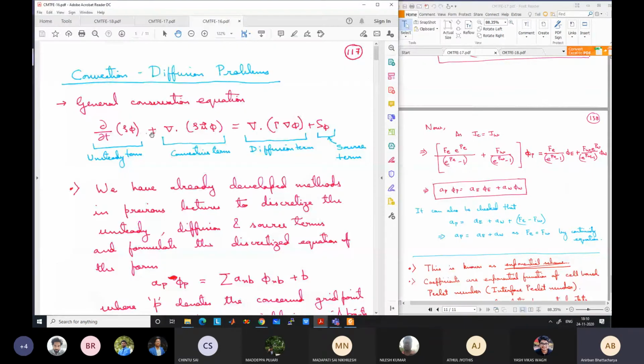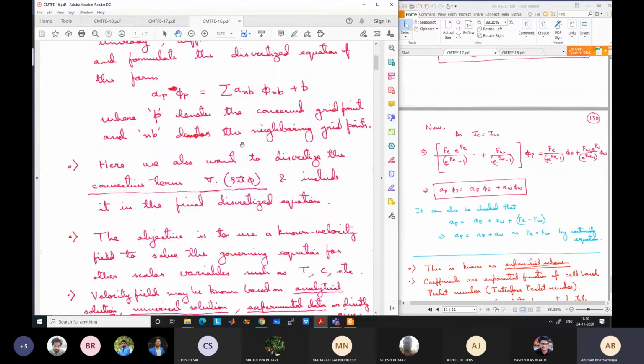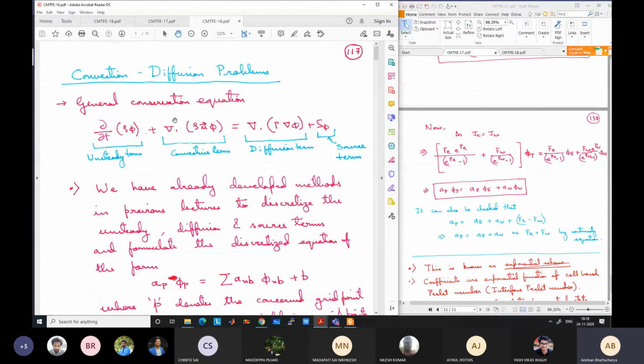So we have started with the general convection diffusion equation, which can be written in this form, having four terms, which you are already very familiar with. All the governing equations can be structured in these four terms: unsteady term, convection term, diffusion term, and anything else which does not fit into the first three terms can be put as a source term. And we were discussing different schemes to discretize this convective term.